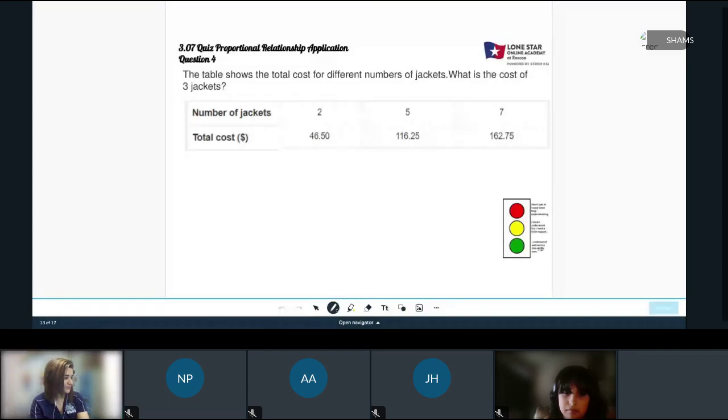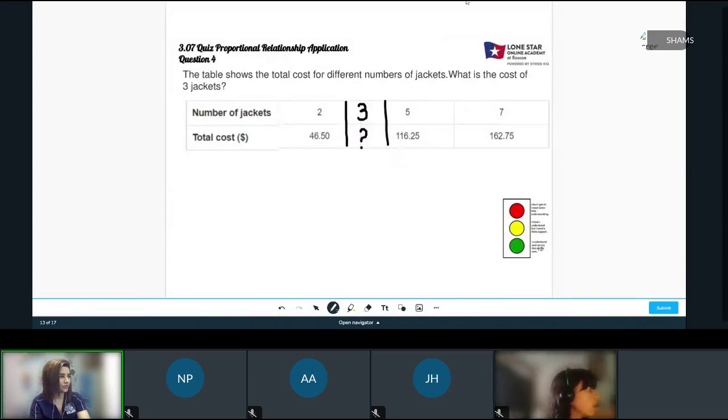And here it is. The table shows the cost for different numbers of jackets. What is the cost of 3 jackets? Chloe already got it. Okay, this is question 4, second variety, right? We want to find for 3 jackets, and I'm going to create some space here for these 3 jackets. We want to find how much is the cost.